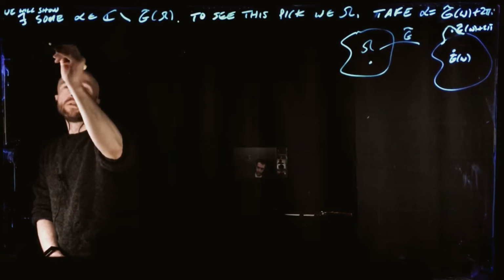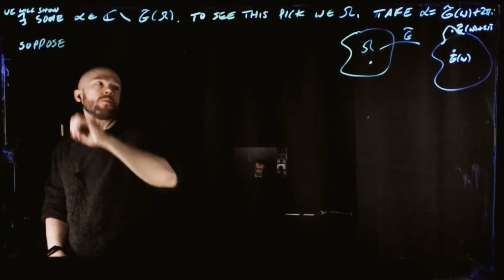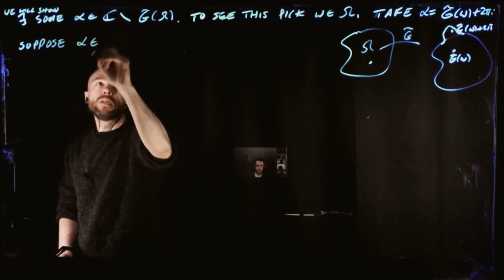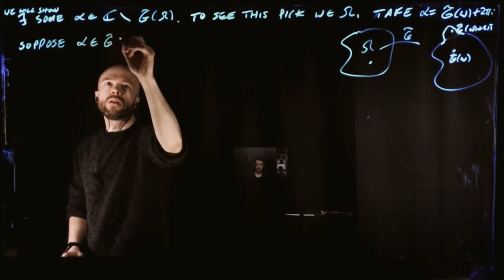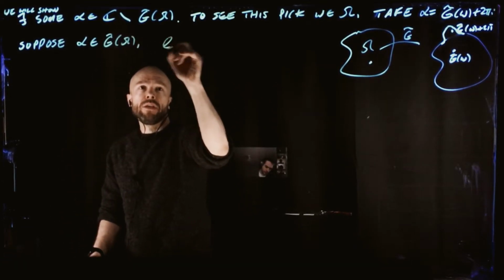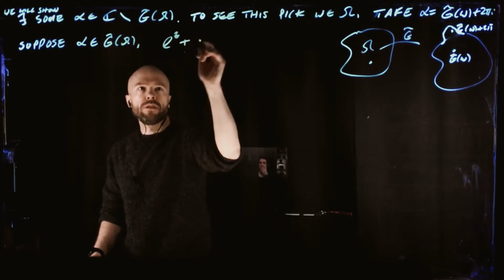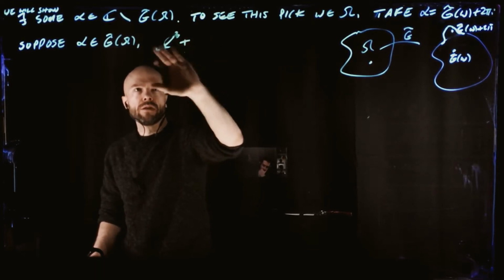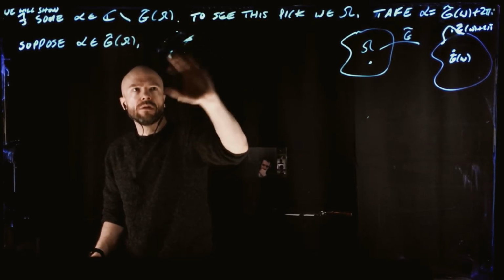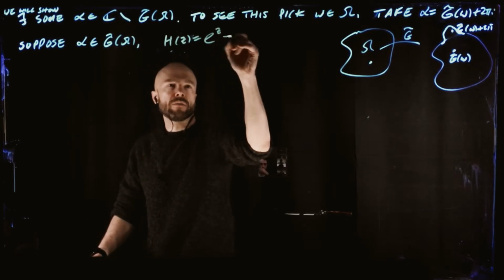So suppose we have that this alpha did belong to the image of our set G tilde of omega. Well, we know that this mapping e to the z is either plus or minus. I think it was plus. G of z, this is the inverse mapping. I called it h, right? So h of z, which is equal to e to the z plus.